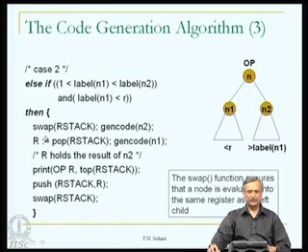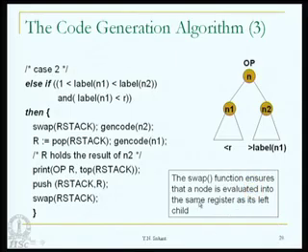In this case, we do what is known as a swap operation on the R stack. Why? The swap function ensures that a node is evaluated into the same register as its left child. This will become very clear now. So, swap the R stack. If, let us say, the top two were R0 and R1, now it becomes R1 and R0. Gen code N2. So, R1 is at the top of stack.